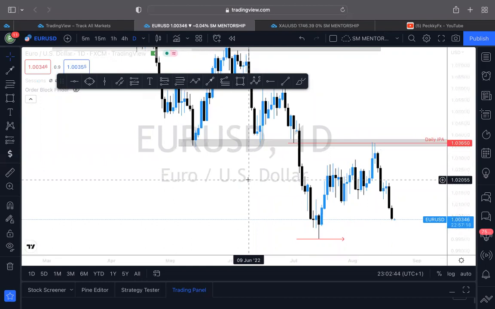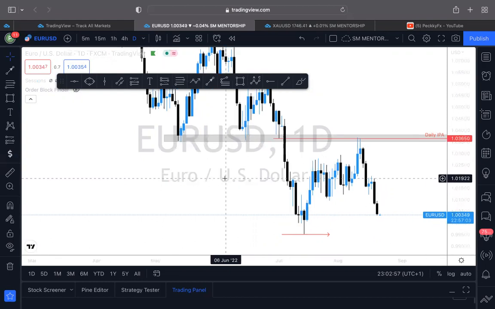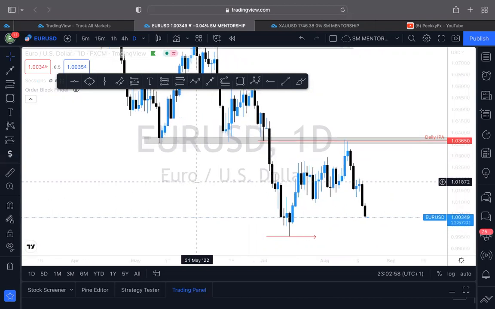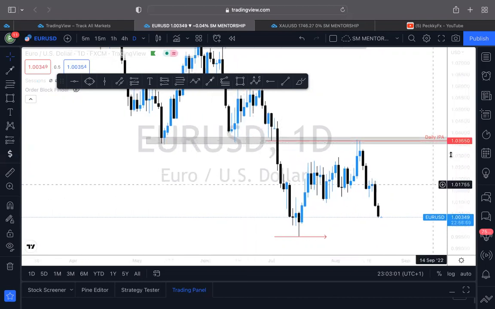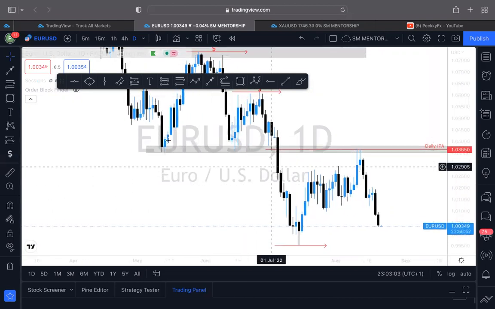I'm not going to go deep into how the market moves and all that. I'm just going to show you how these entries are formed and how you can apply everything together to make money, because the essence of this is just for you to make money out of trading. Now we've marked out our daily IPA. Where is my daily IPA?